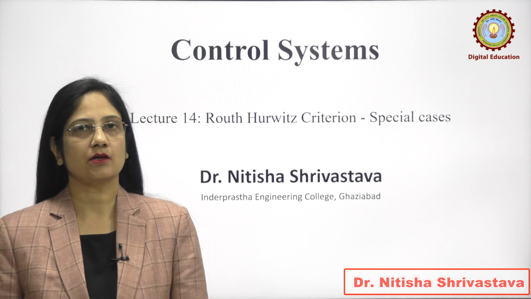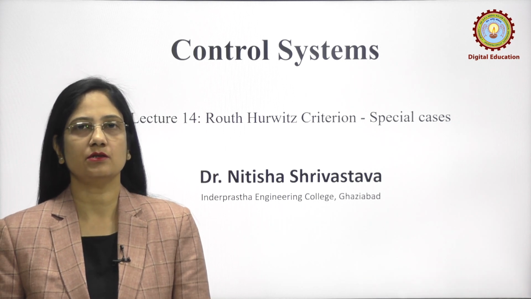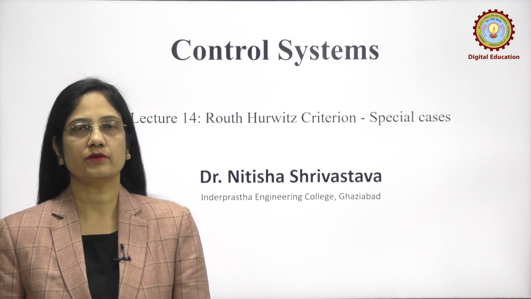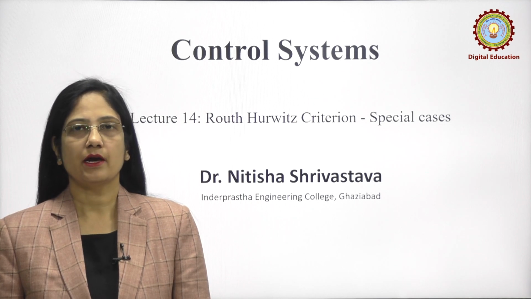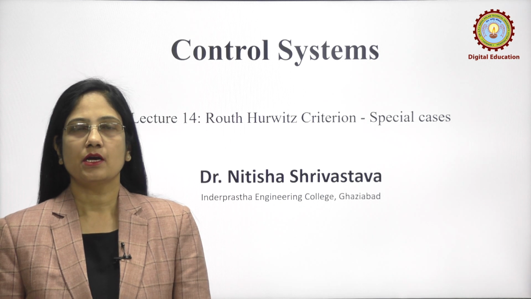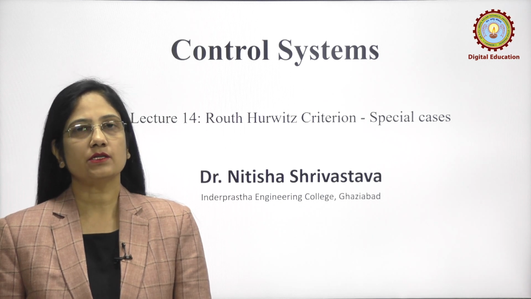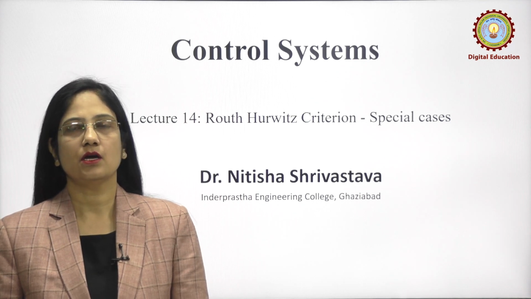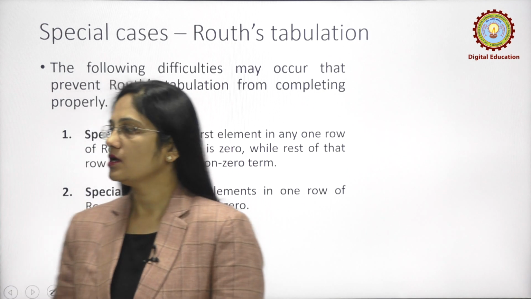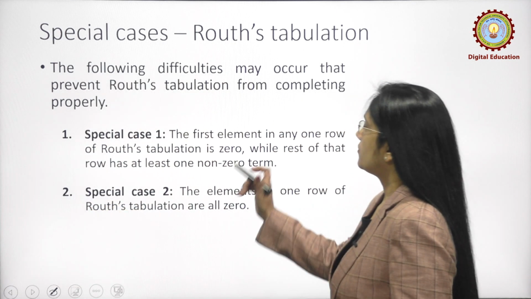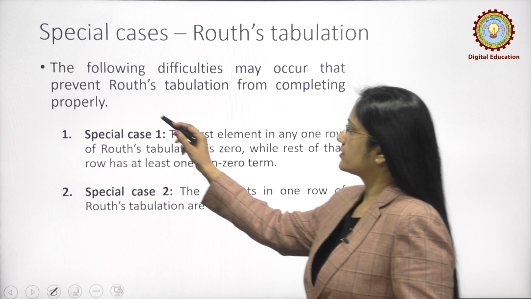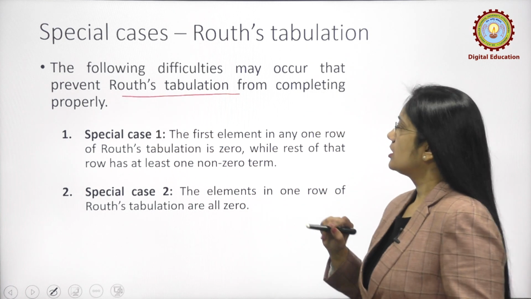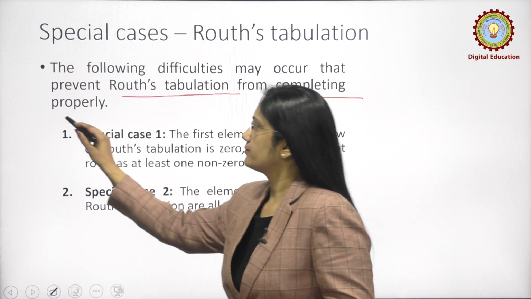This is the Routh Hurwitz Criterion based lecture for the special cases. In the previous lecture, we had seen the Routh Hurwitz Criterion for determining the stability of a system and how the Routh's array is formed. Now, here we will see what are the special cases when we build the Routh's tabulation or the Routh's array. The following difficulties may occur that prevent Routh's tabulation from completing properly.